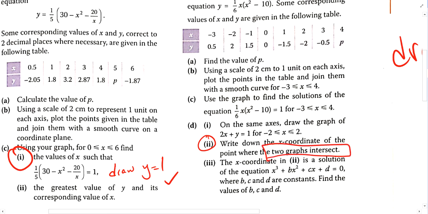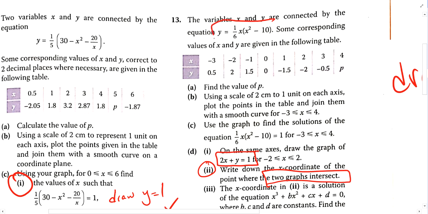Two graphs intersecting, what are we interested in? Intersection points, okay? These two graphs are 2x plus y equals to 1, as well as y equals to 1 over 6x times x squared minus 10. So these two graphs, they intersect. How do we find the values without using a graph? Simultaneous equation. This is equation number 1. This is equation number 2.